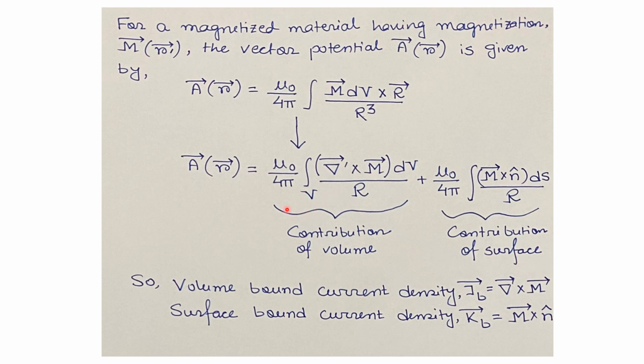And from the first part, this curl cross M is basically your volume bound current density, and in the second term the M cross N cap is your surface bound current density. Hence the volume bound current density is defined as JB equals curl cross M vector, and the surface bound current density is KB equals M cross N cap.